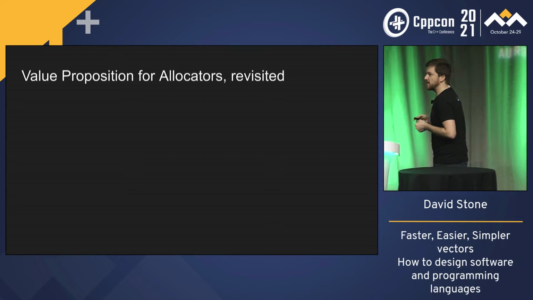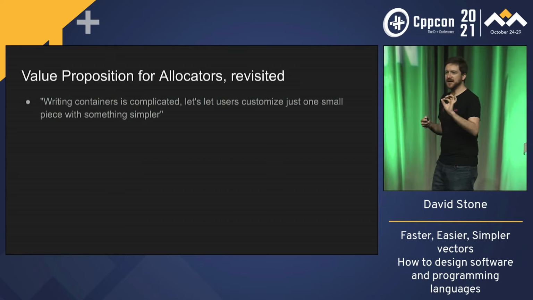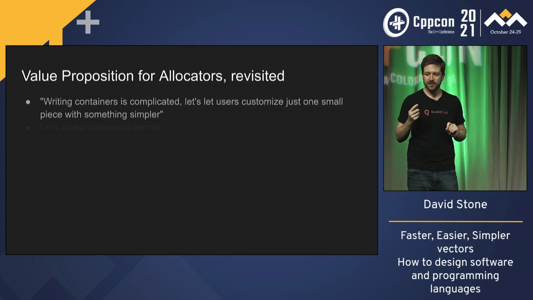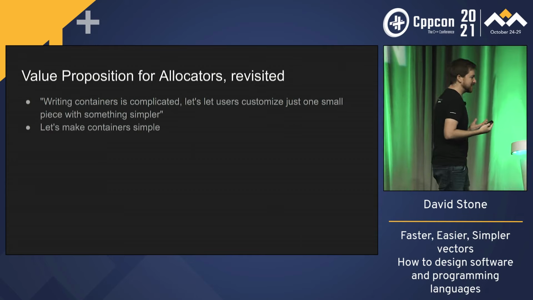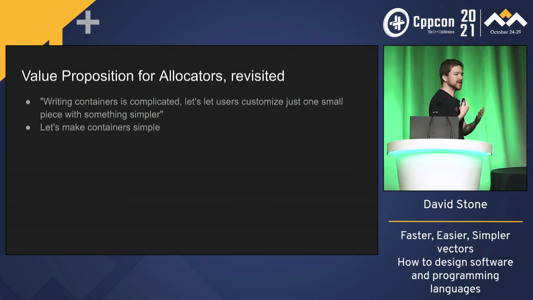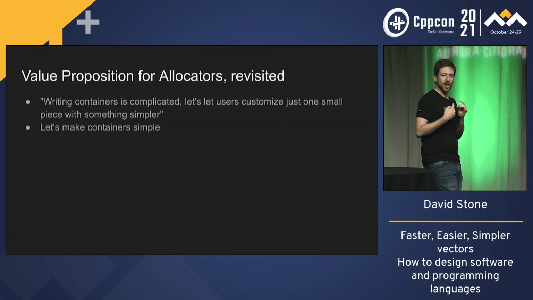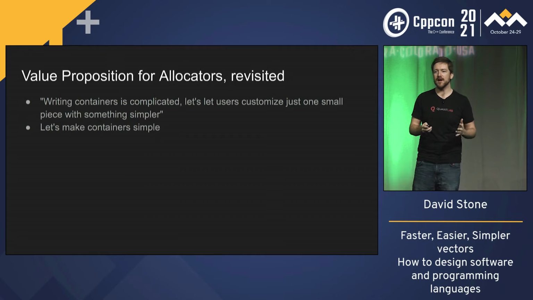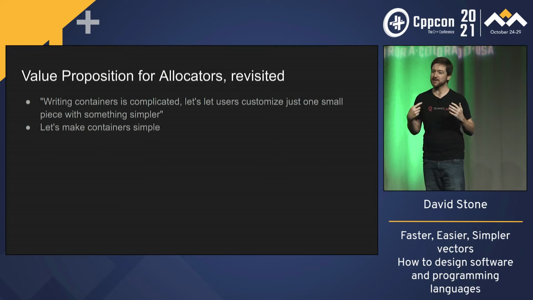So I want to go back to this value proposition for allocators. It said writing containers is complicated, so let's let users just customize this one thing and make that one thing simple. I think there's another solution, separate from allocators, which is to make containers simple. Part of what's complicated about containers is that you have a whole bunch of member functions, a whole bunch of typedefs, a whole bunch of things that can be determined from other things. And you have to remember this long sort of incantation of, oh, I need to have a begin, an end, a push_back, a pop_back, an erase, an insert, and I have to get insert right, and insert's really hard to get right.